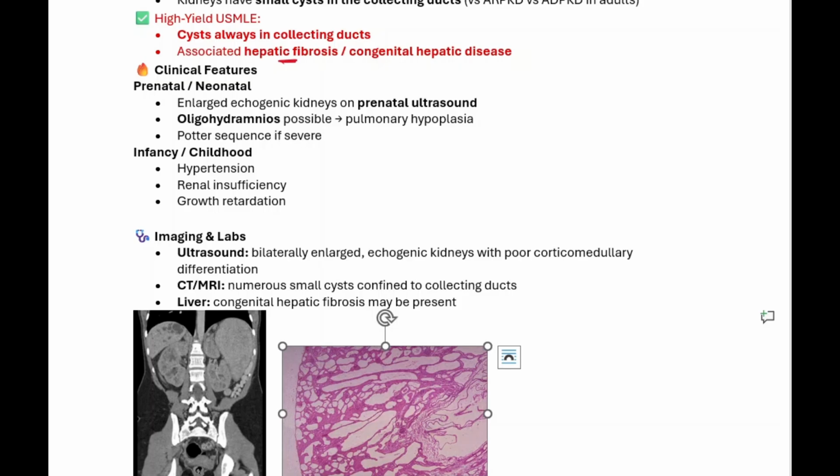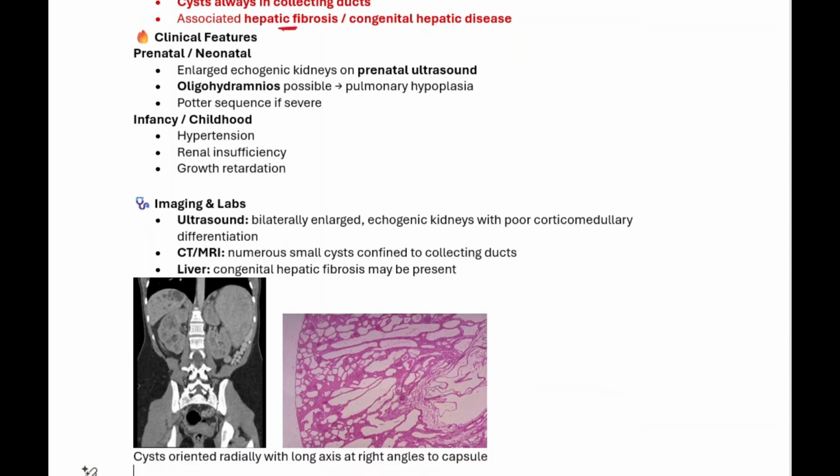And when you look at the imaging, on ultrasound, we're going to see bilaterally enlarged echogenic kidneys with poor corticomedullary differentiation. And on CT and MRI, we're going to see numerous cysts. But like we mentioned, those cysts are going to be confined to where? Collecting ducts. Collecting ducts, very important.